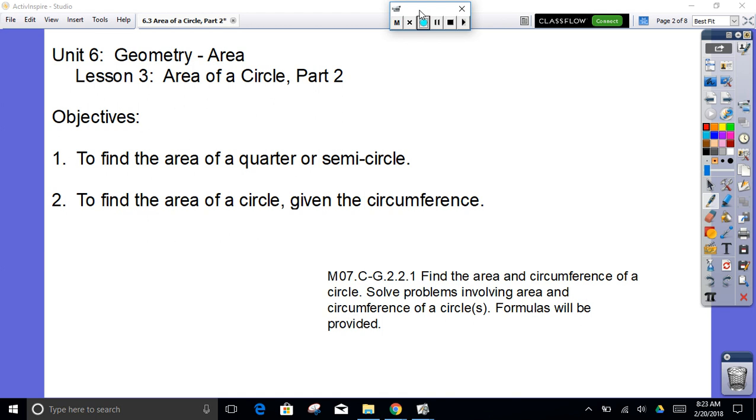And number 2 actually doesn't necessarily deal with partial circles. It's just a little more advanced topic in finding area. It's if someone tells you the circumference of the circle, can you then find the area of a circle? So we'll be looking at that for objective 2.